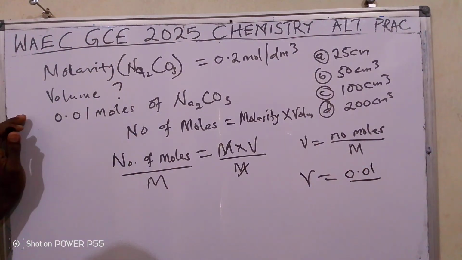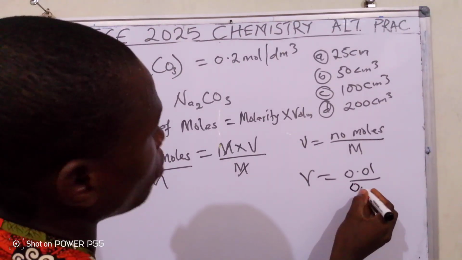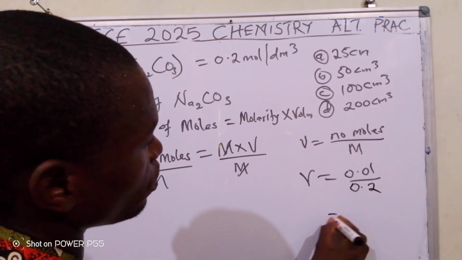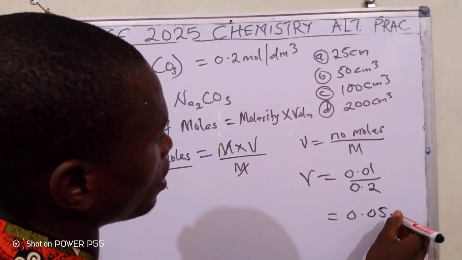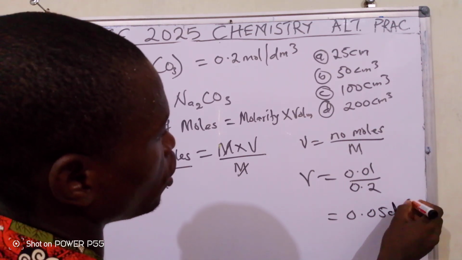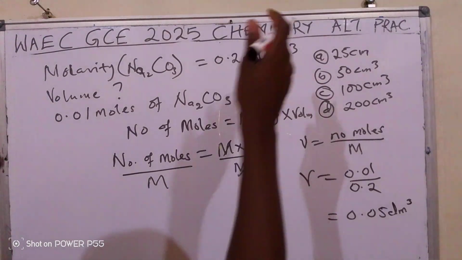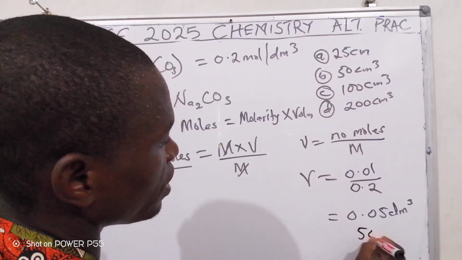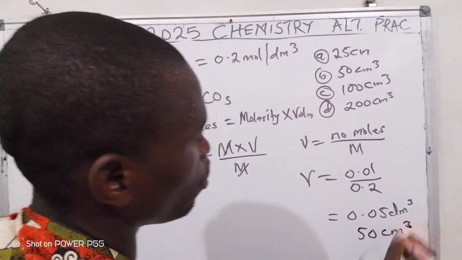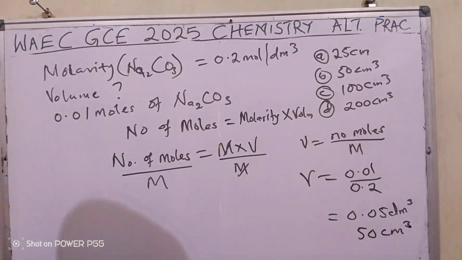We substitute: number of moles is now 0.01 all over the molarity, 0.2. This would give us 0.05 decimeter cube. Do we have this in our options? No. So by the time you change this to centimeter cube, you are going to have 50 centimeter cube. I hope this is very clear.